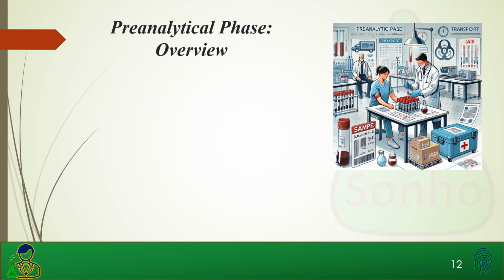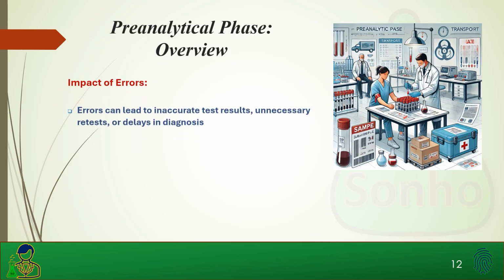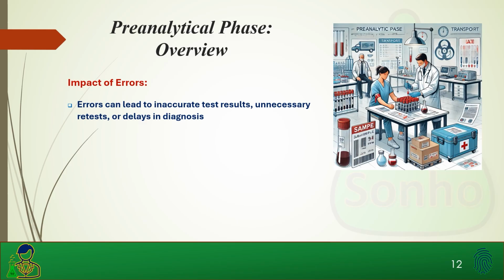Errors in the pre-analytical phase can have multiple impacts. They can lead to inaccurate test results, unnecessary retests, and delays in diagnosis. Oftentimes, these errors are going to need to be retested. This type of testing in the wrong tube, storage, delays in delivery. If they're outside the stability time, if they're outside the usefulness of the test, then there's no use for them. They have to be retested. That's going to delay the diagnosis. It's going to delay the time it takes for a patient to get results.